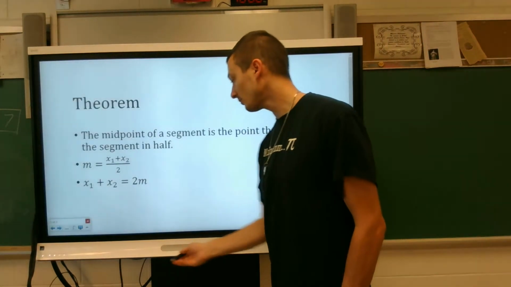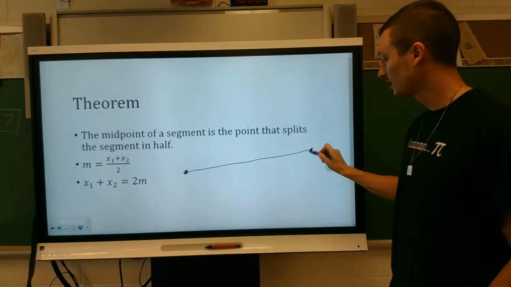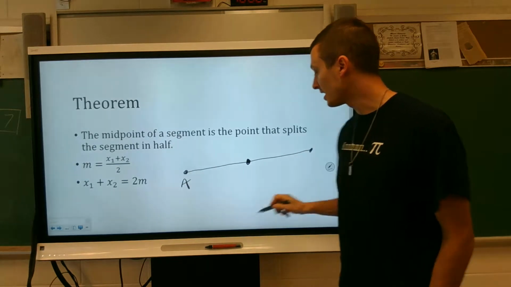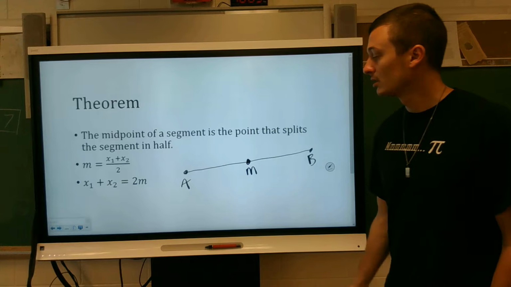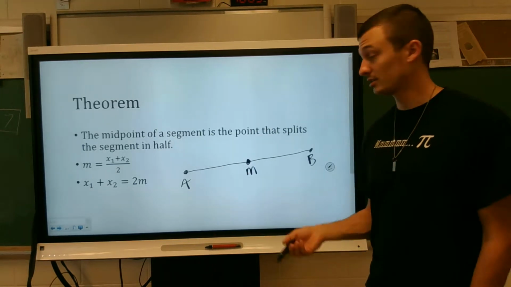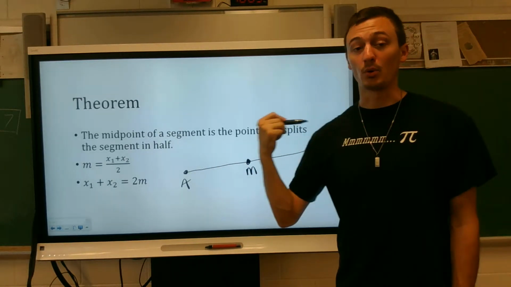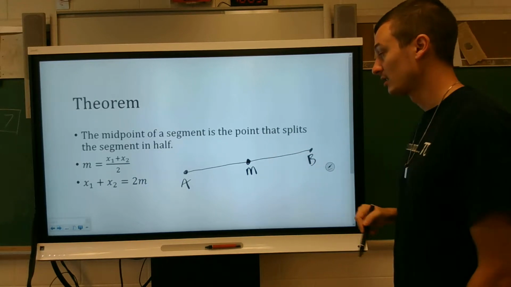So if I was going to draw just some segment, this is the midpoint. Let's call this segment AB. Let's call this midpoint M. So the midpoint, by definition, just says that this piece is equal to that piece. The midpoint theorem says that it splits it in half.